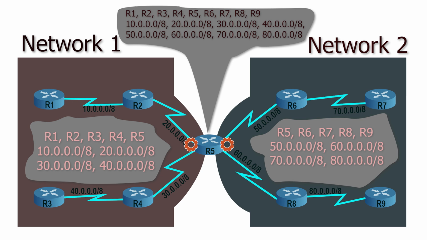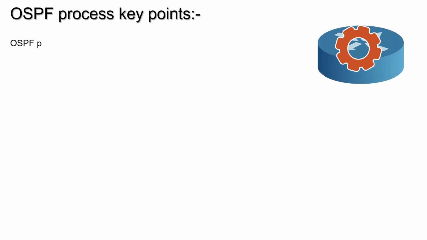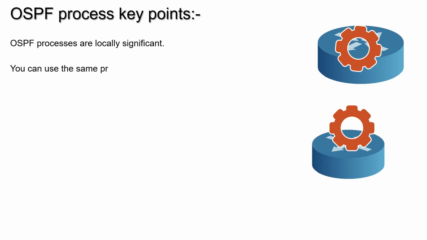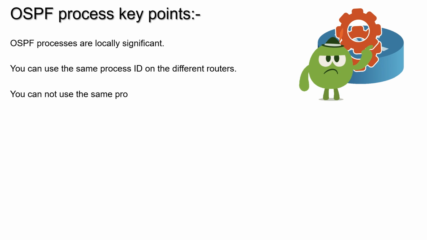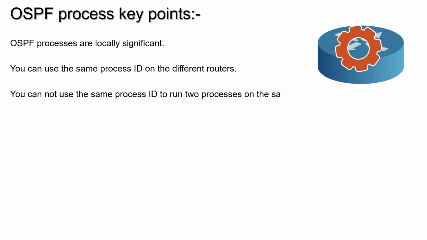This configuration allows the router to connect to different OSPF networks without mixing their routing information. You can use it in a situation where you want to connect multiple OSPF networks separately using a single router. OSPF processes are locally significant. You can use the same process ID on different routers. You cannot use the same process ID to run 2 processes on the same router.